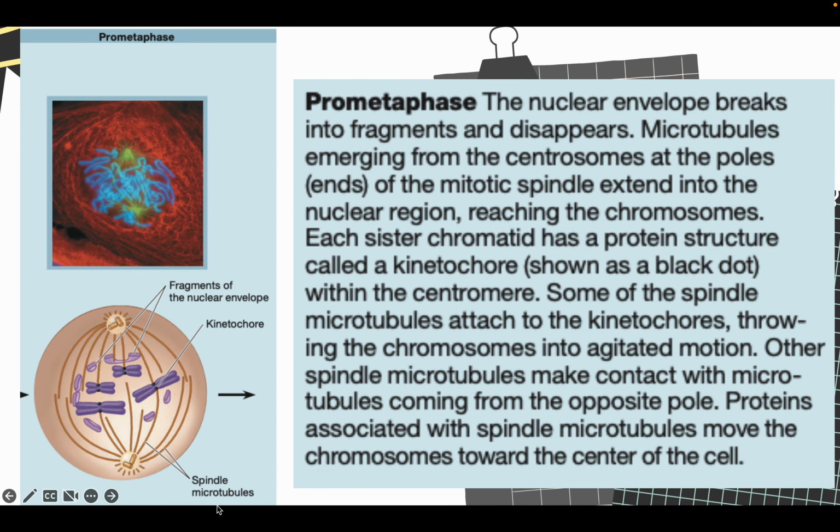Next, we have prometaphase. So look at the nucleus. Look at the chromosomes. In the prometaphase, the protective covering around the cell's nucleus, which is the nuclear envelope, breaks apart and disappears. So we don't see the nuclear envelope anymore. It disappears. The microtubules, or the spindle fibers, which come from the poles of the cell, reach out towards the center where the genetic material or the chromosomes are.